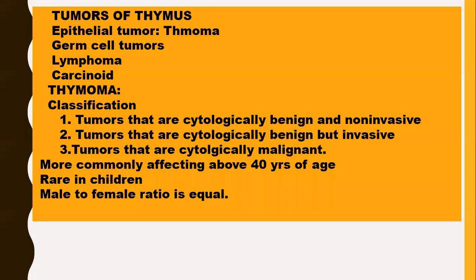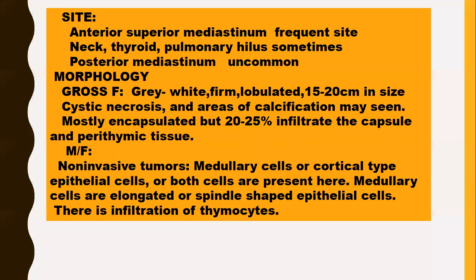The classification of thymoma. Number 1, tumors that are cytologically benign and non-invasive. Second category is the tumors that are cytologically benign but invasive in nature. And the third category, tumors that are cytologically malignant. The tumors more commonly affect the age above 40 years. Tumors are very rare in children, and the male to female ratio is equal. The most common site for the thymoma is the anterior superior mediastinum. This is the frequent site, and the neck, thyroid, pulmonary hilus are sometimes involved by the thymoma, while the posterior mediastinum is very uncommon.